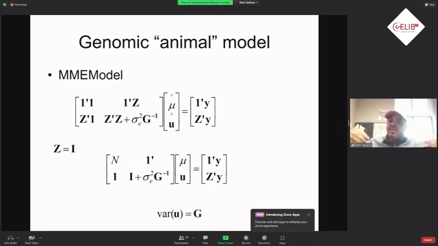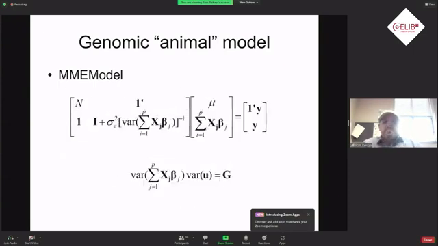So you see, from a conceptual point of view, breeders are very familiar with this type of model, because since the 80s we were implementing models exactly like this one, except that where there is G minus 1, we have A minus 1. That's it. Okay? And this G is the variance of this quantity, which is U, the genomic breeding values.